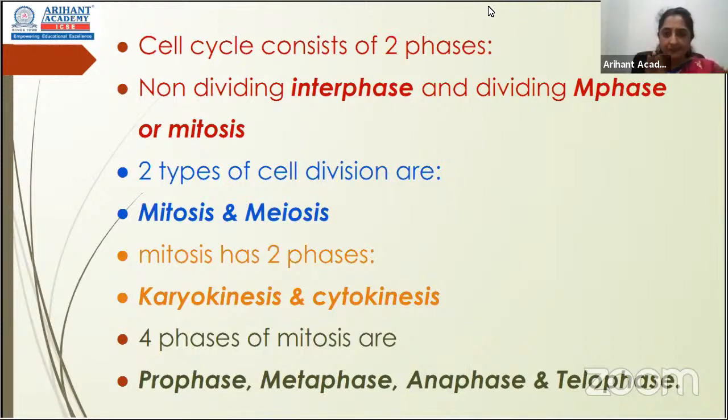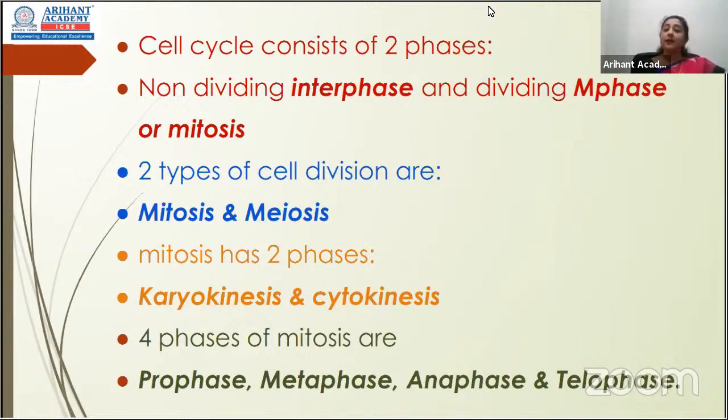It could be either. The M phase we can call the mitotic phase, because that's how we study. Mitosis is divided into two phases again, karyokinesis and cytokinesis. Kinesis, division. Karyos, nucleus. Cyto, cytoplasm. So it is nuclear division and cytoplasmic division. The nucleus divides first, and then the cytoplasm divides.